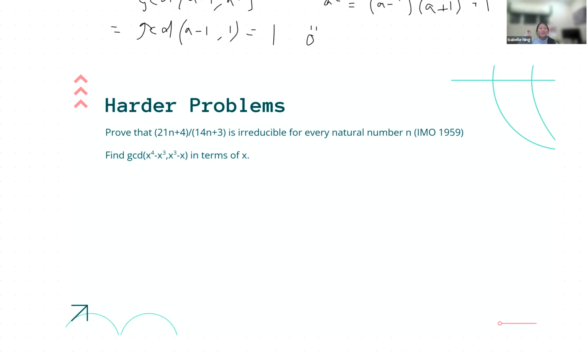Yeah, okay, so if it's irreducible, if you think about it, then it means the numerator and the denominator are co-prime. Whoa.